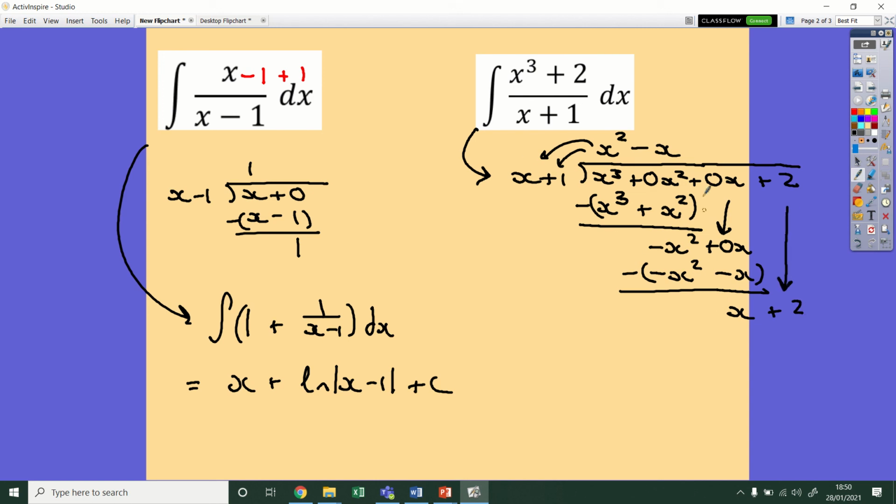And then finally, x into x goes once. 1 times x plus 1 is x plus 1. Subtract, and we're left with 1. Okay, so again, quotient on the top, remainder underneath. So our integral, which I'm going to star, is going to turn into the integral of x squared minus x plus 1 for our quotient, and then 1 for the remainder, and that's over x plus 1.